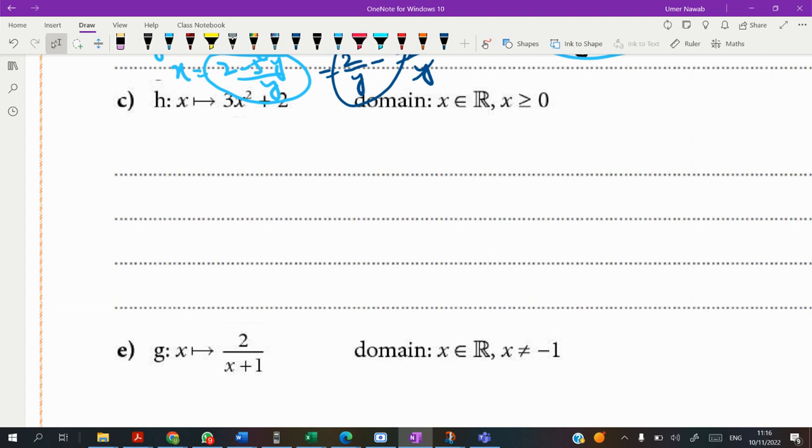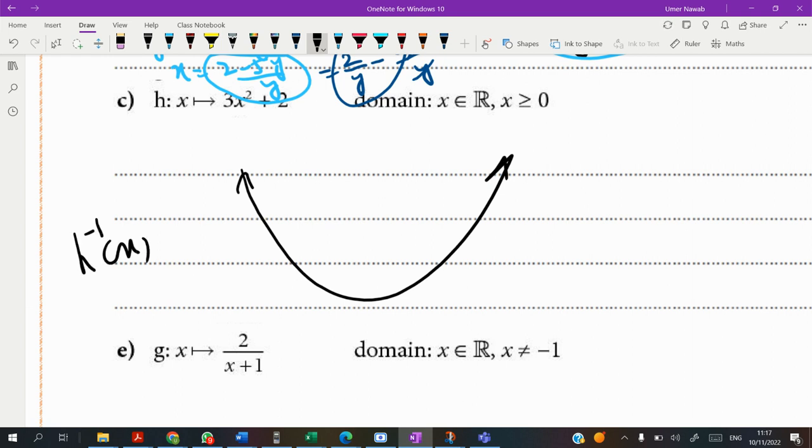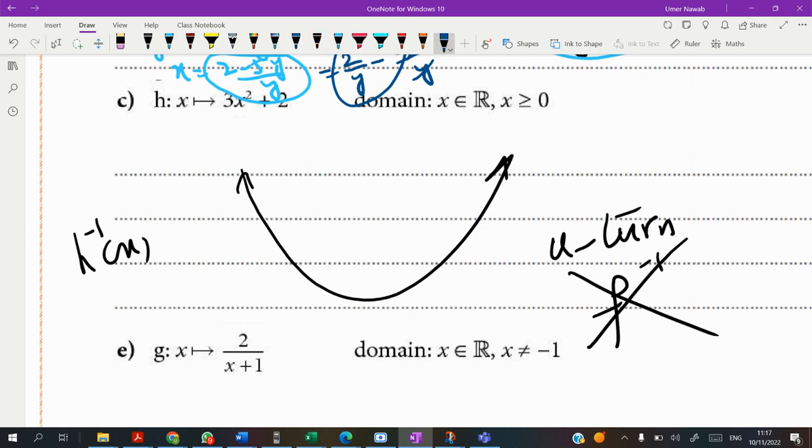If I have a quadratic function like that, and someone asks you to find h inverse, your answer will be: no, I can't. As long as I have a u-turn, I cannot find f inverse; it doesn't exist. That's why the examiner will give you the restricted domain in which there will be no u-turn.